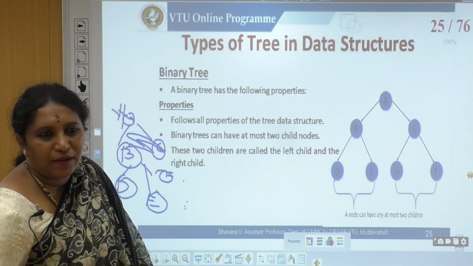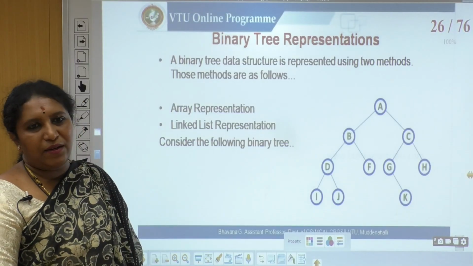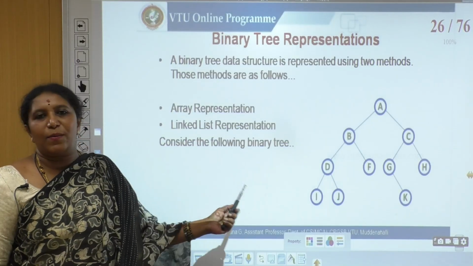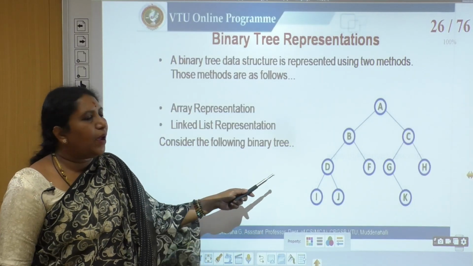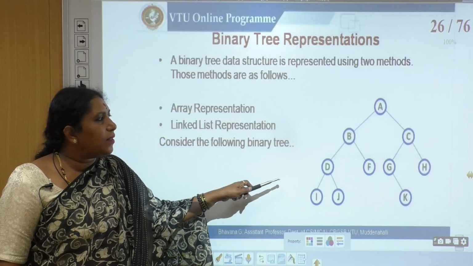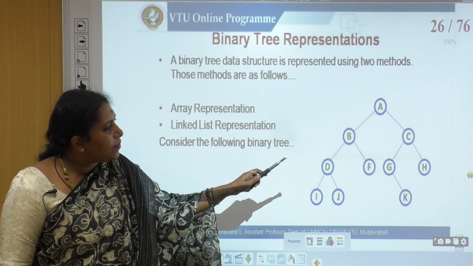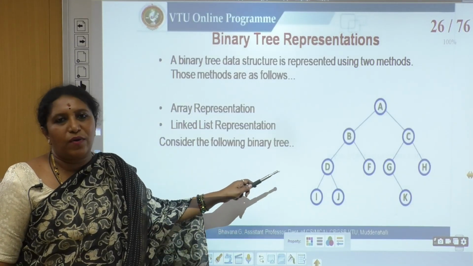Okay, moving on to the next slide. This is about the binary tree. How to represent a binary tree? There are 2 methods to represent a binary tree. The one is array representation, the other one is linked list representation. Now we have taken a small example, that is A, B, C. This is one binary tree with n number of nodes. You have 1, 2, 3, 4, 5, 6, 7, 8, 9, 10. So this is a binary tree which comprises 10 nodes.